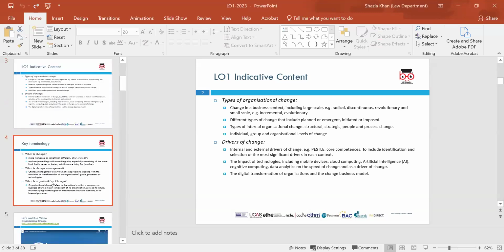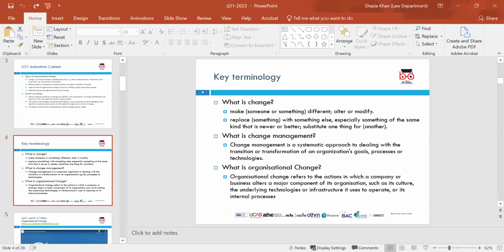So the key terminology: what is change? Why is there a need for change? Change is really important in any organization, and effective leaders are able to recognize that there's a need for change. It could make someone or something different or modified. It could replace something. And change management is a systematic approach to dealing with transitioning.